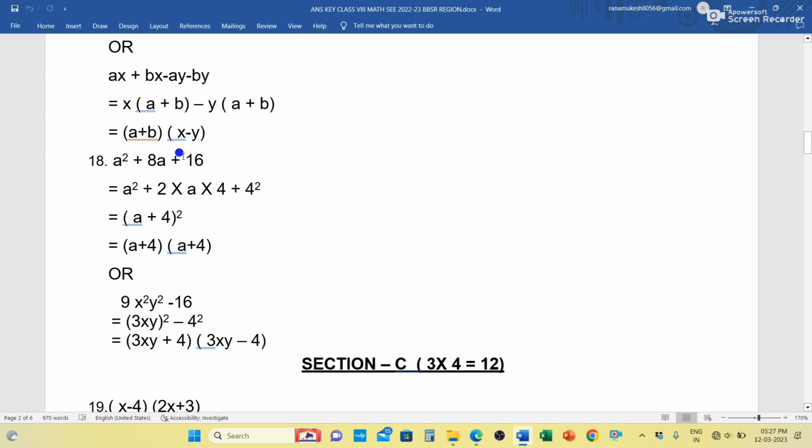You know, (a plus b) whole square equal to a square plus b square plus 2ab. So here a square plus b square, 4 square, plus 8a, 2 into a into b. A is a and b is here 4. 2 into a into 4 equal to 8a. So a square plus 2 into a into 4 plus 4 square, that means this is the form of a square plus 2ab plus b square. This is the formula of (a plus b) whole square. So a plus b means here a plus 4 whole square, that is (a plus 4) into (a plus 4).